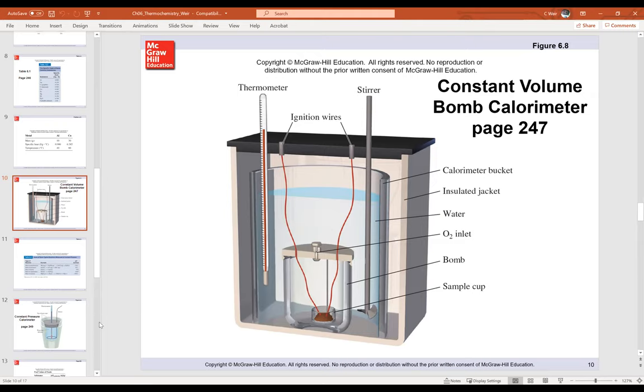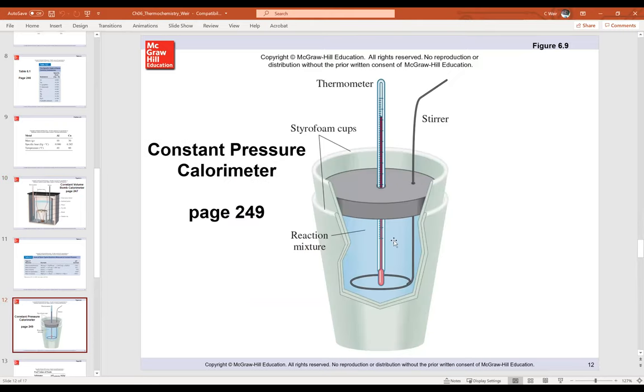Another style of a calorimeter, and this is slide number 12, is a constant pressure calorimeter. So again, if you're following in your book, this is on page 249 of your textbook. The reason we call it constant pressure is because we usually do this at room pressure, and whatever pressure of the room is, that is the pressure that we're going to be doing our experiment at.